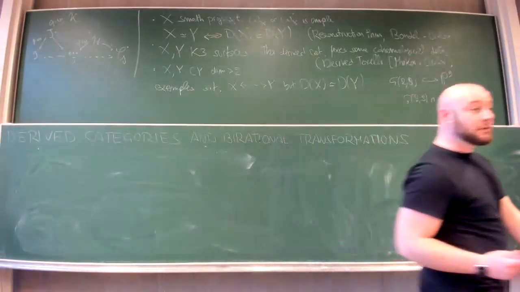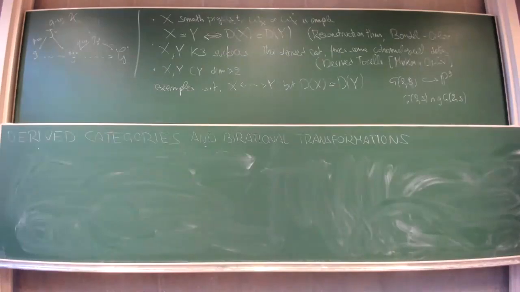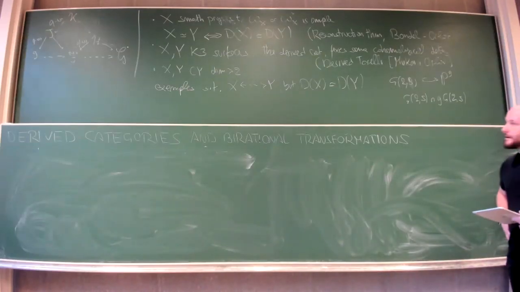Can I ask you, before you go on, a naive question? So this D(X) picks up the dimension? Sorry? Can you have two varieties of different dimension having the same derived category? No. So you can extract the dimension. The dimension is preserved by derived equivalence.